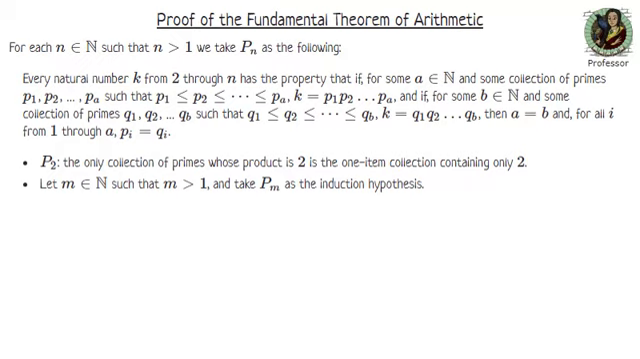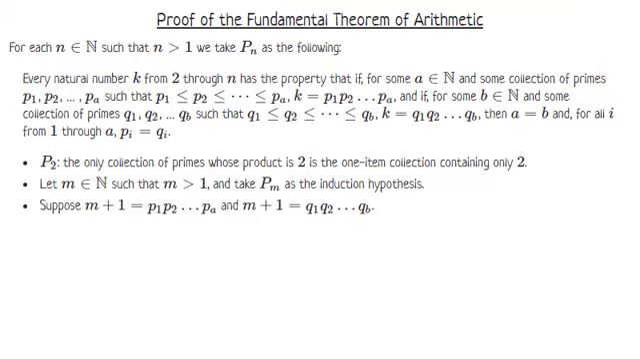So you know that every natural number from 2 through m has the desired property. So now you only need to show that m plus 1 also has the property. So suppose m plus 1 has prime factorizations of the p's and q's. Focus your attention on p sub 1, the smallest prime in the p list. What can you tell me about it? It divides m plus 1.